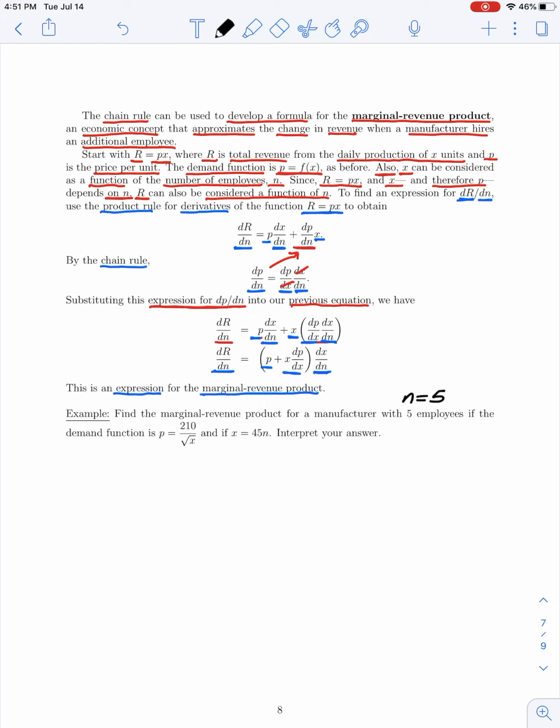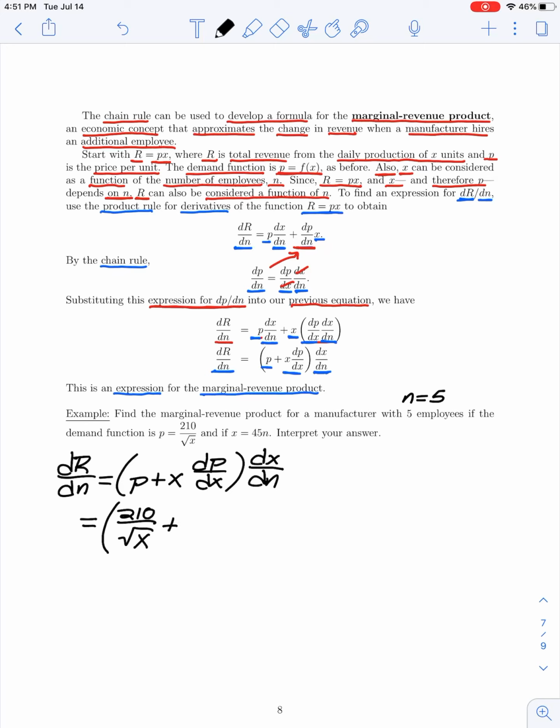So using this expression, which we've just found for the marginal revenue product, the derivative of r with respect to n is given by p plus x times the derivative of p with respect to x times the derivative of x with respect to n. So we have the following. Our demand function said that price is equal to 210 over the square root of x. Then we're adding x times the derivative of p with respect to x.